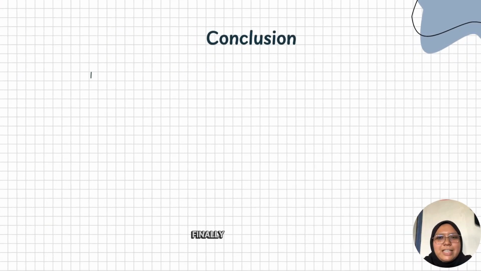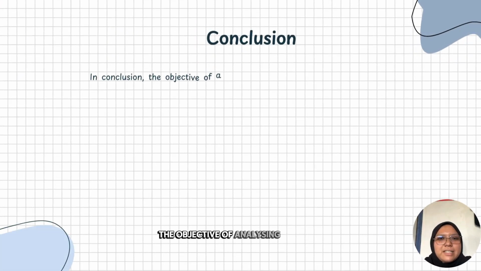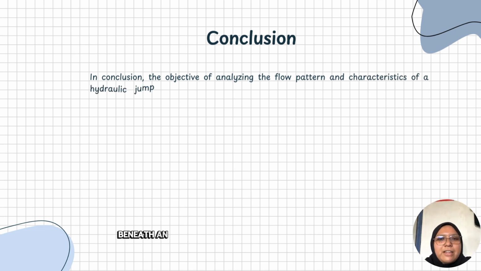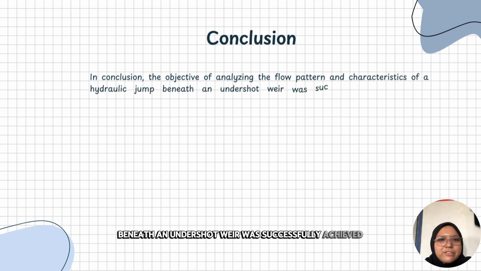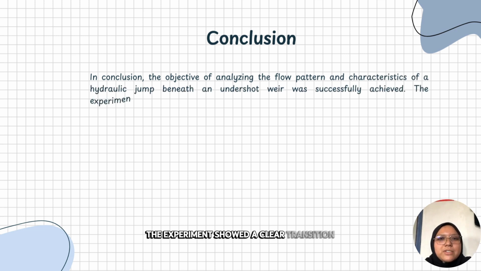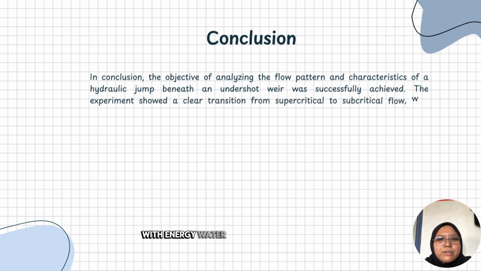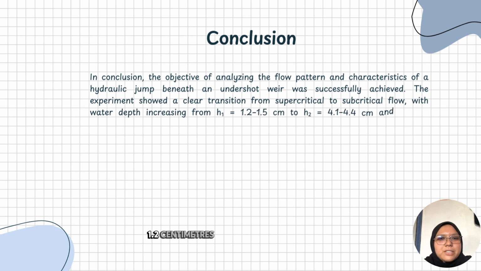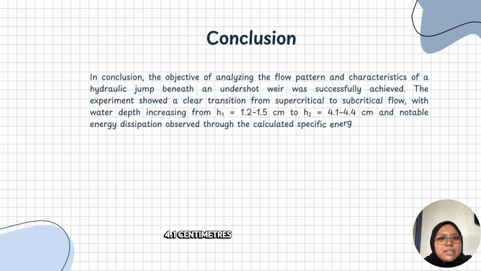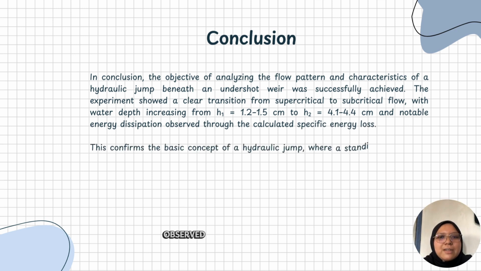Finally, in conclusion, the objective of analyzing the flow patterns and characteristics of a hydraulic jump beneath an undershot weir was successfully achieved. The experiment showed a clear transition from supercritical to subcritical flow, with water depth increasing from H1 1.2 cm to 1.5 cm to H2 1.1 cm to 4.4 cm, and notable energy dissipation observed through the calculated specific energy loss.